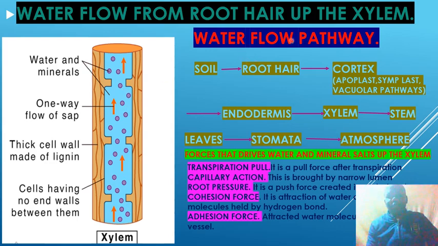So we're speaking about water flow within this pathway. When you speak about these three methods of water flow in the cortex, we have the apoplast. The apoplast is the movement of water through the cell wall without crossing the cell membrane. So we're speaking about water flow through the cell wall without crossing the cell membrane. That is the apoplast.